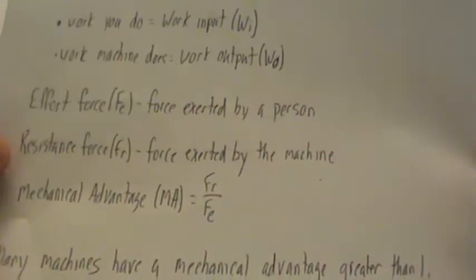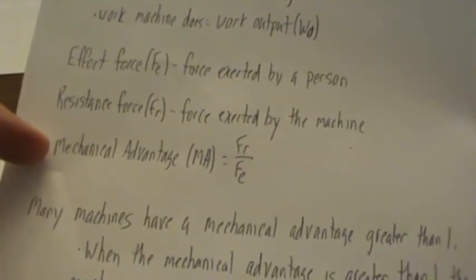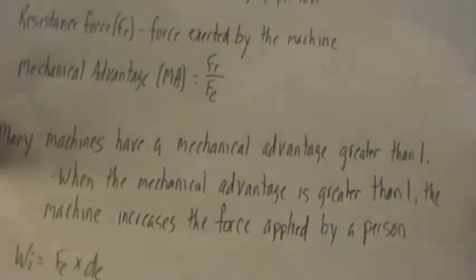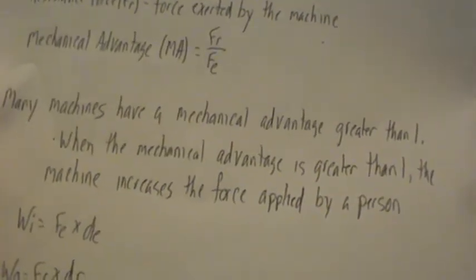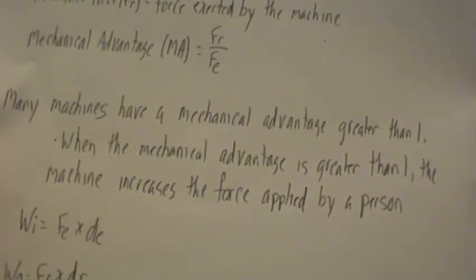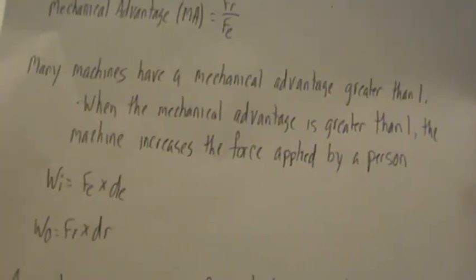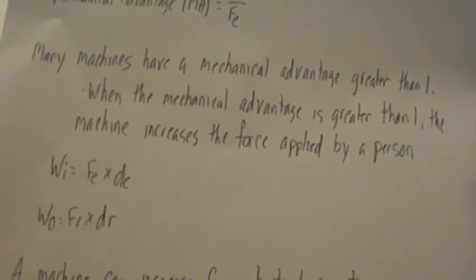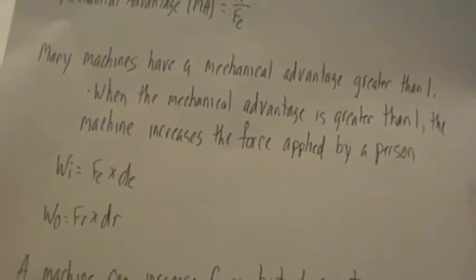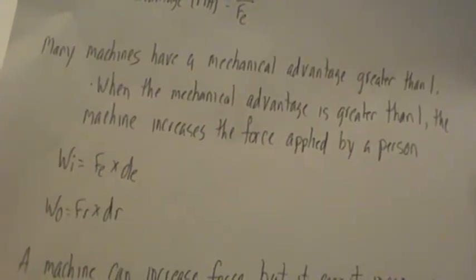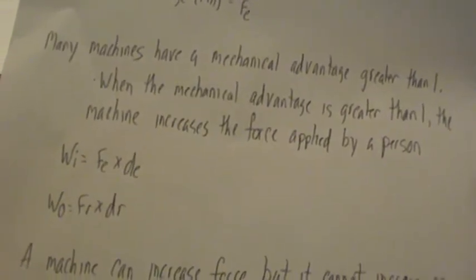If we take the ratio of the resistance force over the effort force, we have what's called the mechanical advantage. Most machines will have a mechanical advantage greater than 1. When the mechanical advantage is greater than 1, the machine increases the force applied by a person. So if you think about it, if you use a bottle opener to take a cap off of a glass bottle, your effort force isn't that great, but the resistance force should be greater.